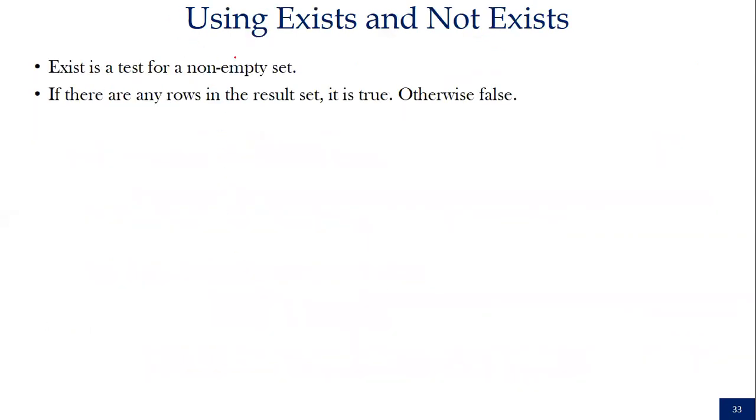Now you can use the EXISTS and NOT EXISTS operators inside the correlated query. EXISTS and NOT EXISTS basically test for a non-empty set, whether it is empty or non-empty. If there are any rows in the result set, then it will return true, otherwise it will return false.